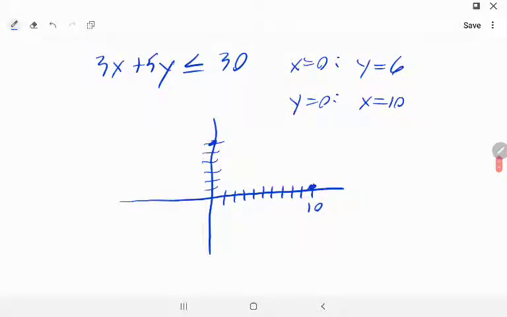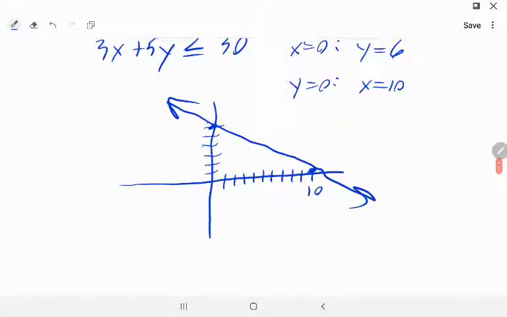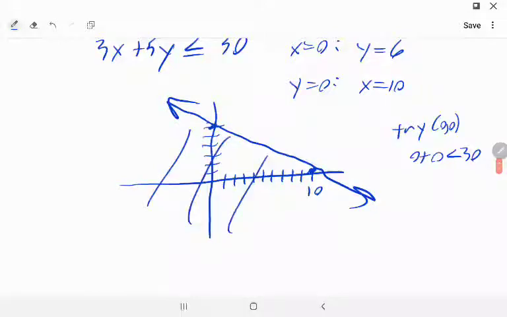It's less than or equal to, so we can use a solid line. And then again, we can pick that point 0, 0. If we try 0, 0, 0 plus 0 is less than 30, and so we can shade that side of the line.